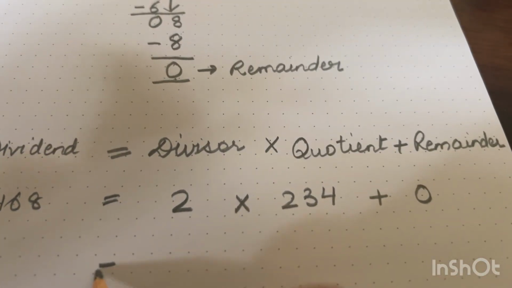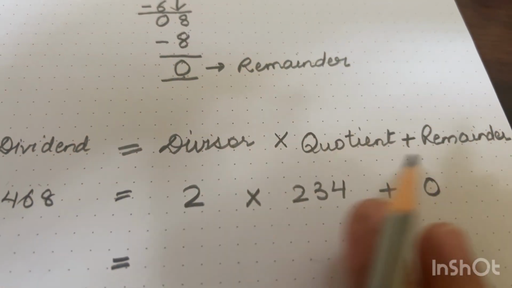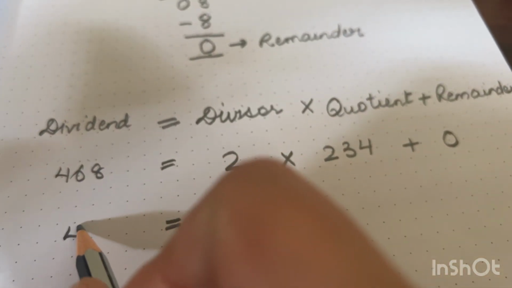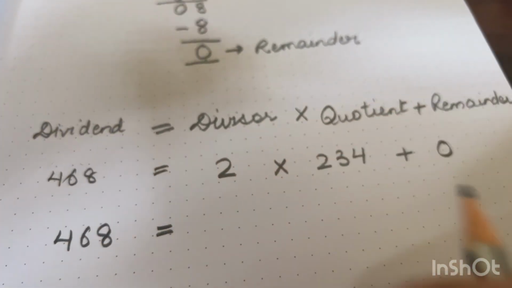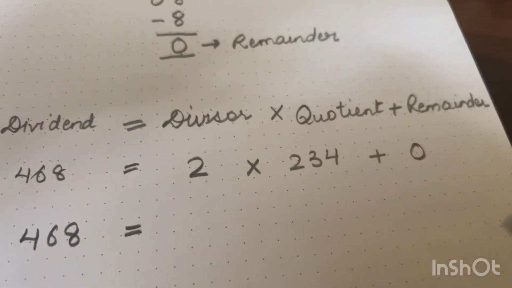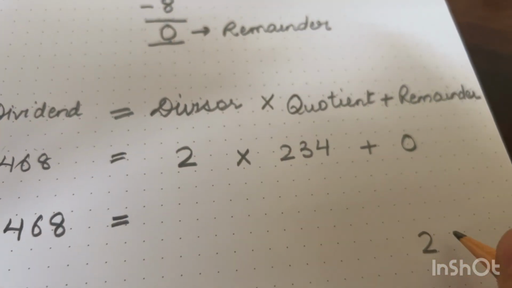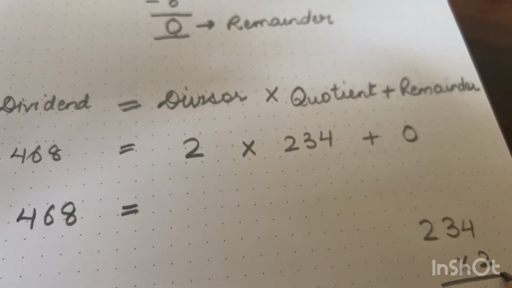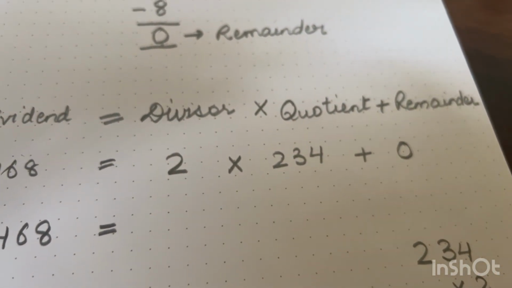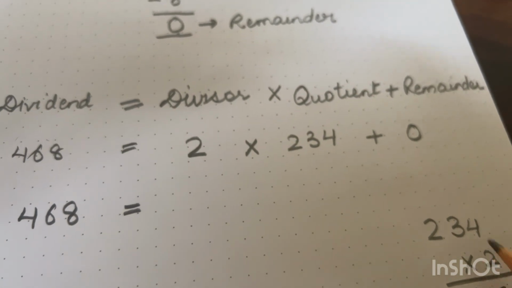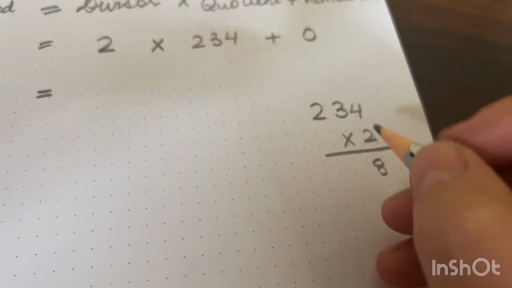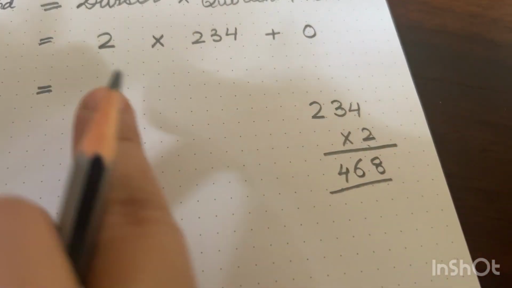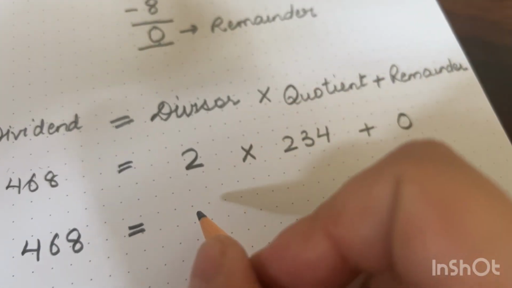So now we will solve only the right side. We will keep the left hand side as it is. So we will copy this number down. What we will do is the multiplication. Here we will do 234 multiplied by 2. Let us solve. 2 4s are 8, 2 3s are 6 and 2 2s are 4. So now let's write this answer over here.